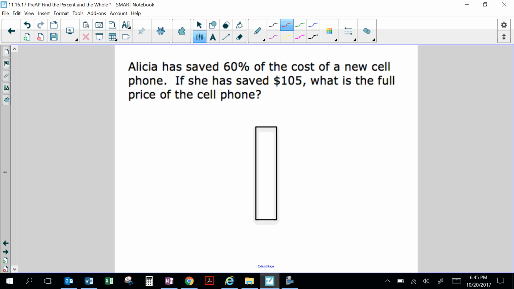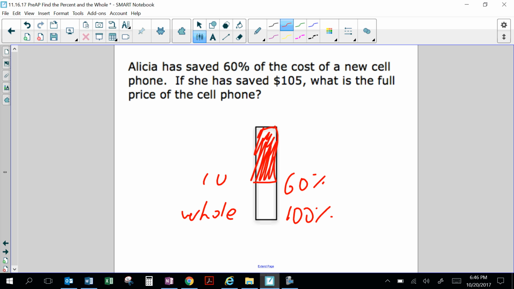Alicia saved 60% of the cost of a new cell phone. That is more than half. That's good for her. More than half of her bill is the discount she saved. So she saved $105. What is the full price of the cell phone? Do we know the whole price? No. But we know 105, that's 60%.